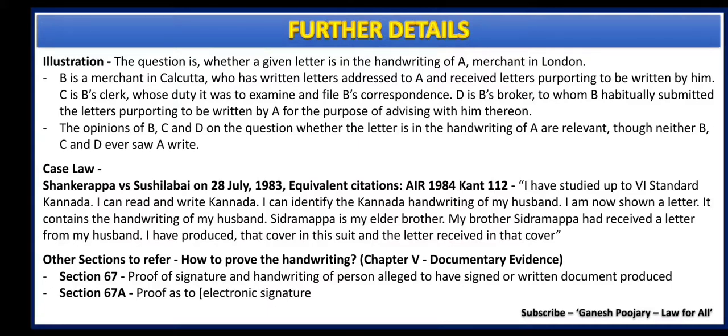And finally, before moving to the amendment section and the difference between section 45 and 47, we need to remember that we need to read this particular section along with section 67 and 67A of chapter 5, which are discussing documentary evidence. These two sections discuss proof of signature and handwriting of person alleged to have signed or written document produced, and proof as to electronic signature. Now here there are a lot of aspects we are going to discuss, like the person who has seen them writing or who is familiar with them writing. All of that will come into the picture when I discuss section 67 and 67A. For now, let's move on to the amendment section.